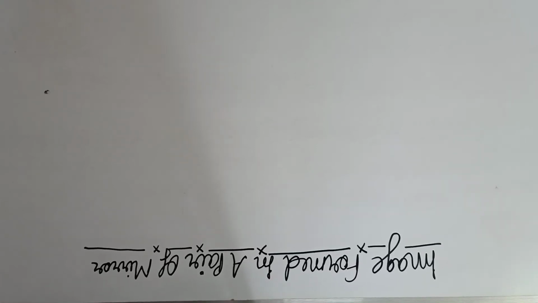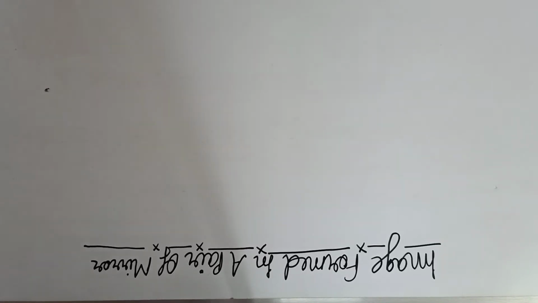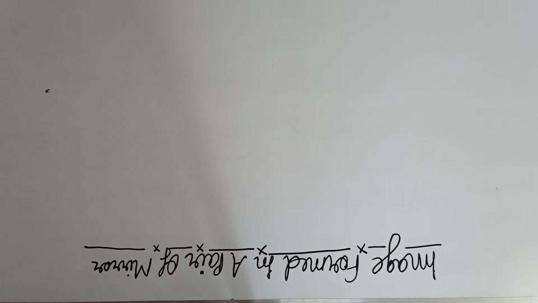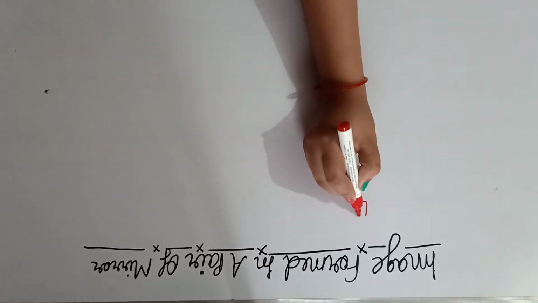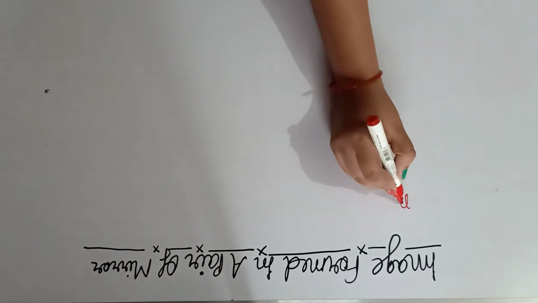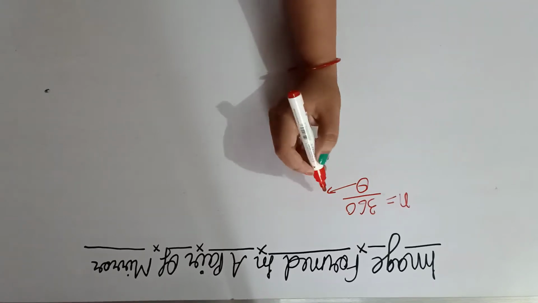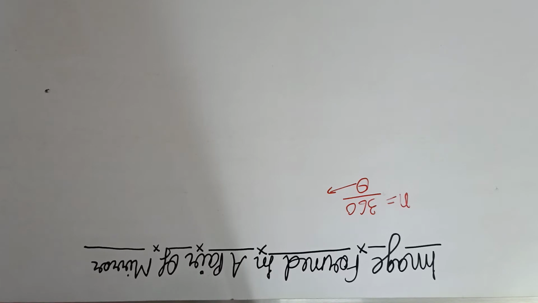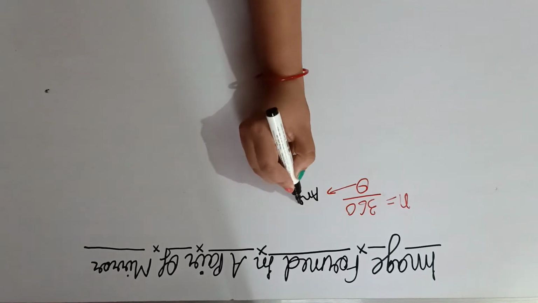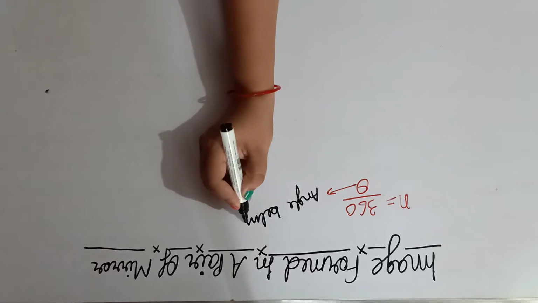Dear students, today I am going to explain the image formed in a pair of mirrors. When two mirrors are inclined at an angle, or parallel, or perpendicular, then a number of images are formed. We can get the number of images formed by the inclined mirrors, or the pair of mirrors, by the formula n is equal to 360 by theta, where theta is the angle of inclination, the angle between the two mirrors.